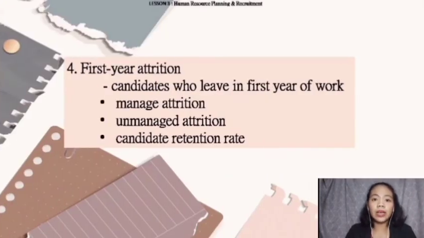Number 4. First year attrition is a key recruiting metric and also indicates hiring success. Candidates who leave in their first year of work fail to become fully productive and usually cost a lot of money. First year attrition can be managed or unmanaged. Managed attrition means that the contract is terminated by the employer, while unmanaged attrition means that they leave of their own accord. The former is often an indicator of bad first year performance or a bad fit with the team. This metric can also be turned around as candidate retention rate.